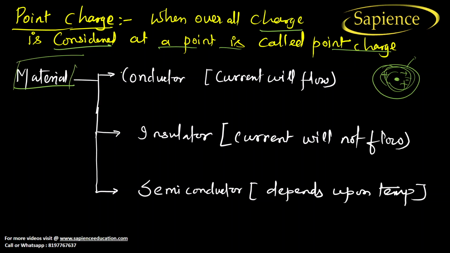Now, we will go for materials. So how many types of materials are there? There are three types of material: conductor, insulator, and semiconductor, as per the movement or flow of charges in the material. Now, the first material is the conductor. In a conductor, current will flow, in an insulator current will not flow, and in a semiconductor it depends upon the temperature.